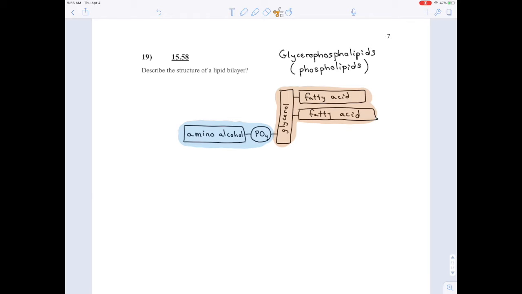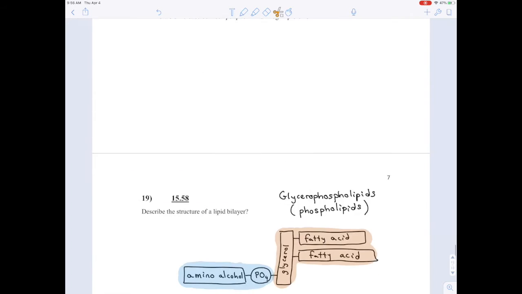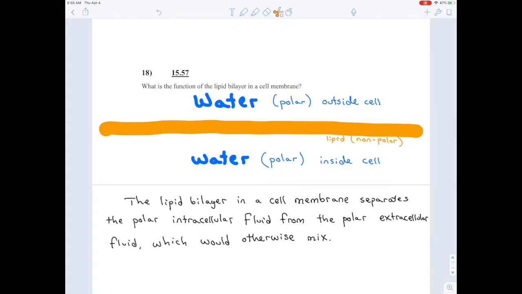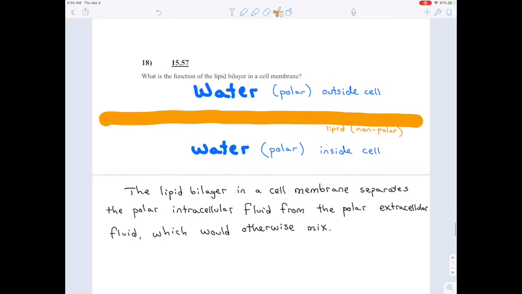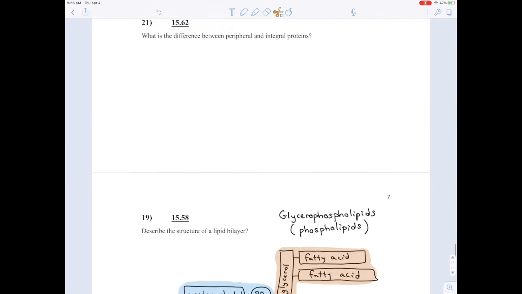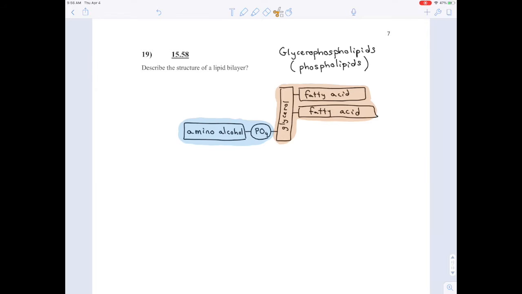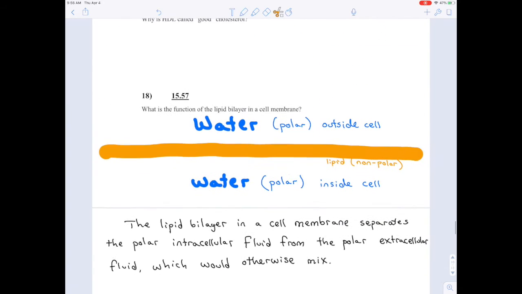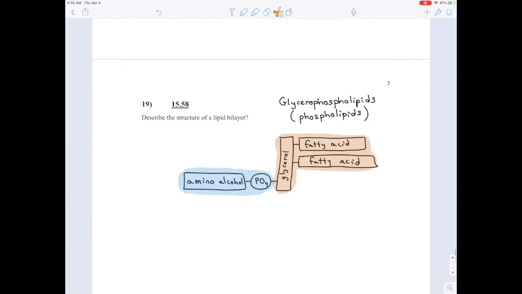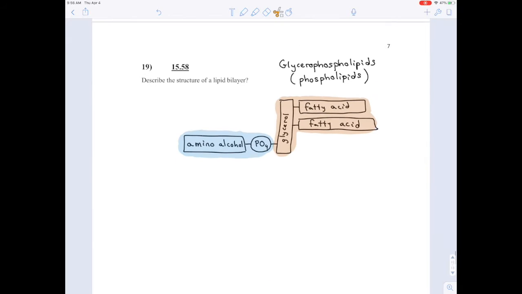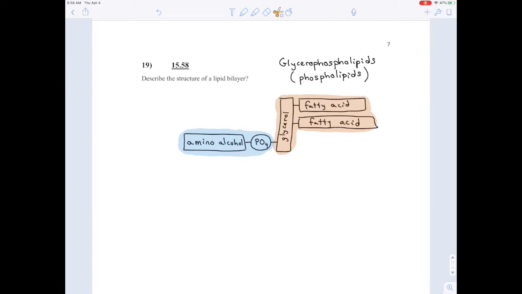Chapter 15, question 9, asks you to describe the structure of a lipid bilayer. Now we saw in question 18 what the lipid bilayer does. It separates the inside and outside of the cell by not letting those polar mixtures mix with each other, by providing a non-polar barrier. But what does it actually look like if you zoom in to here, the orange line, that lipid layer? That layer is made up of phospholipids.